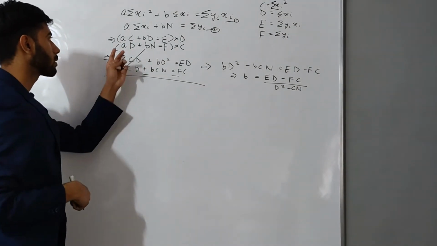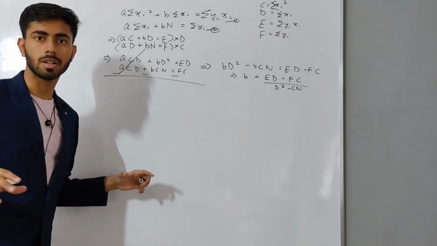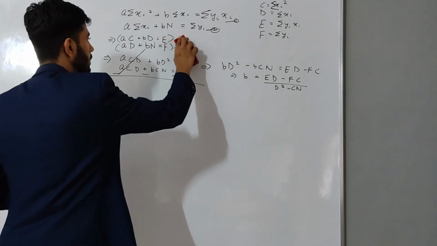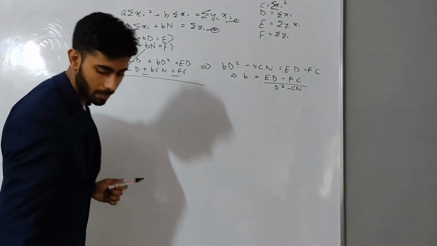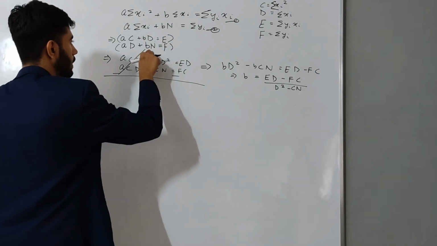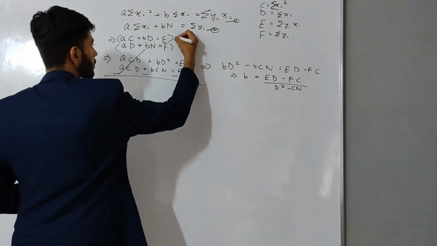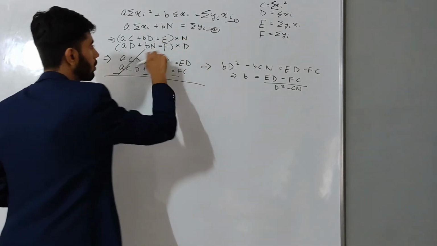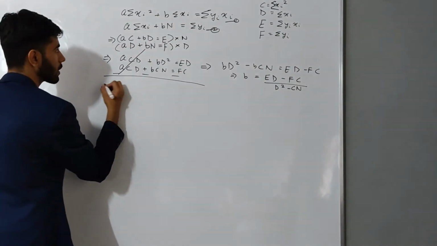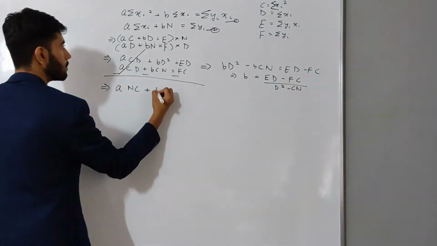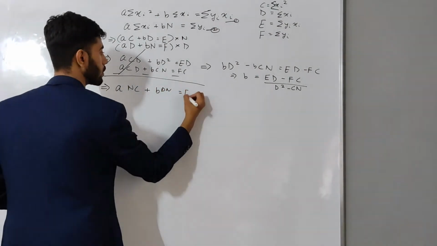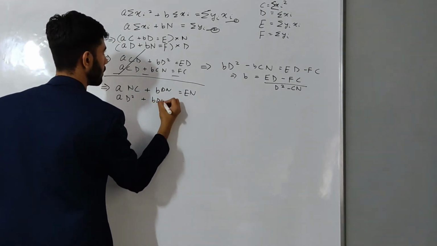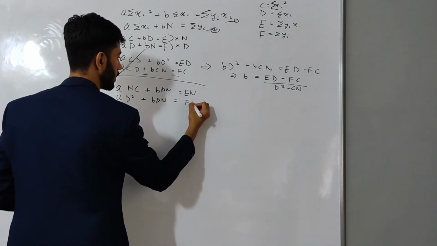Now in order to find the value of a, I have to cancel out the terms containing b. Here you can see that with b I have multiplied d, and with b here I have multiplied n. So in the first equation I am going to multiply n on both sides, and below I am going to multiply d with the whole equation, so that I get the new equations as anc plus bdn is equal to en, and the equation below as ad square plus bdn is equal to fd.